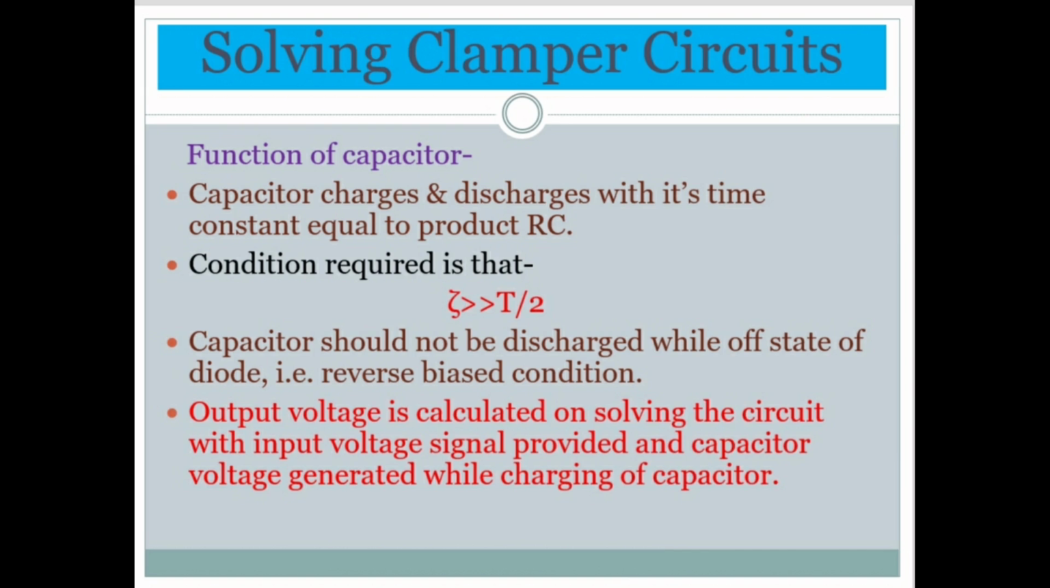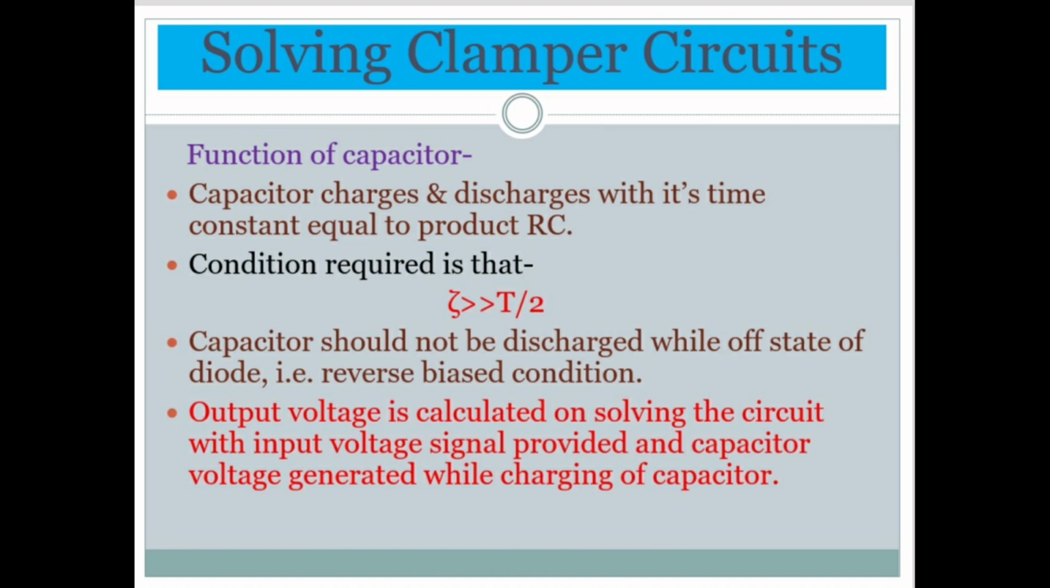The same as it functions, it charges and discharges. But its time constant is given as R into C, the product of the R and C values. So here we provide the condition that its time constant tau must be greater than T by 2, where T is the time period of the waveform provided to the circuit. So this provides the same waveform in the output as is provided in the input.